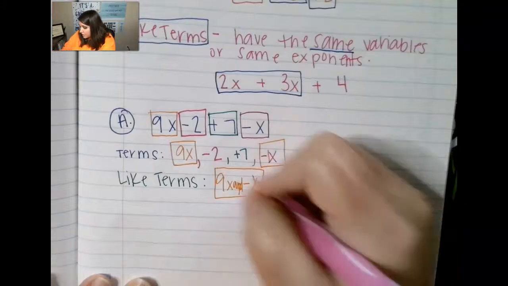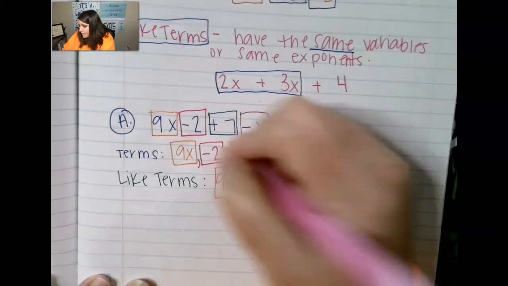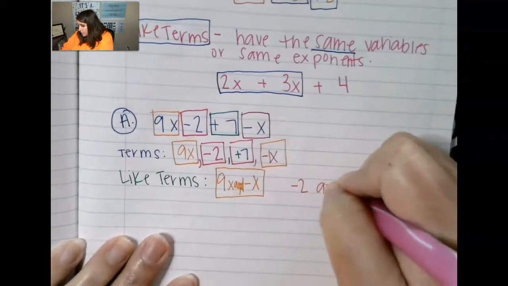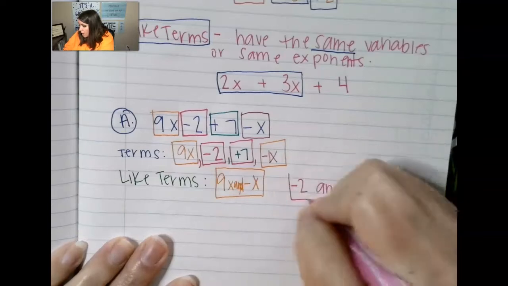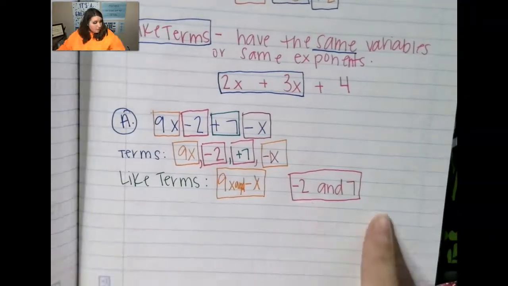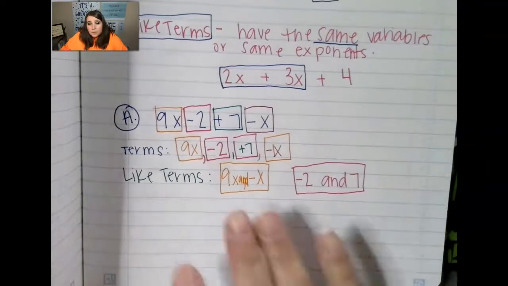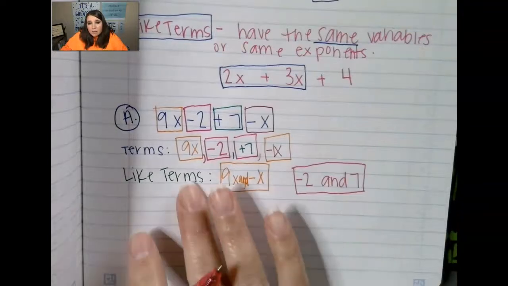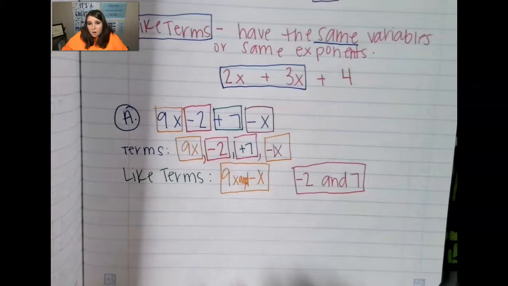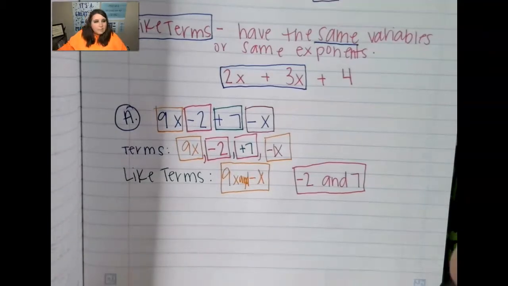Another set of like terms is this -2 and this 7. They're both constants. So -2 and +7 are both like terms. They're like terms because they both are just numbers. They don't have anything attached to them. So 9x and -x are like terms, and -2 and +7 are like terms. Okay, let's do another example.